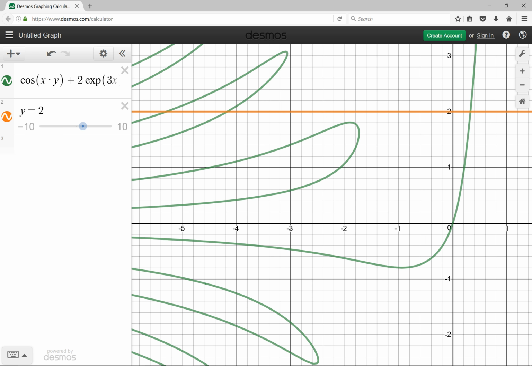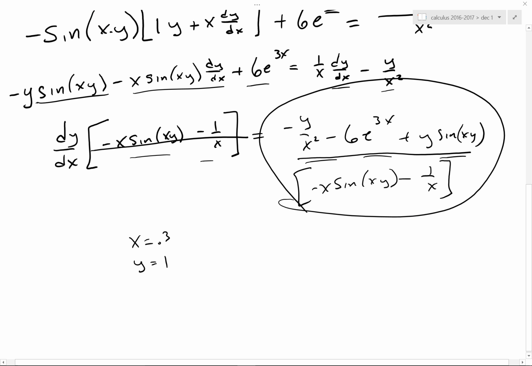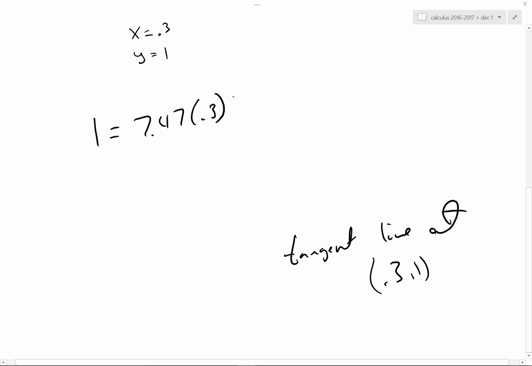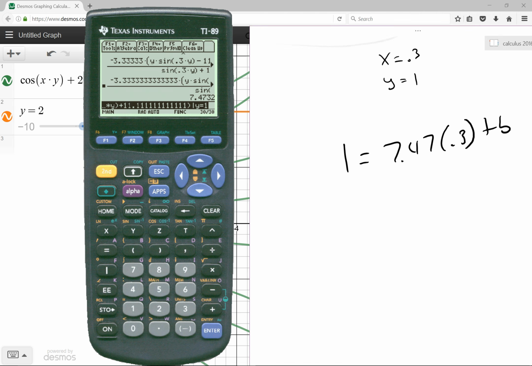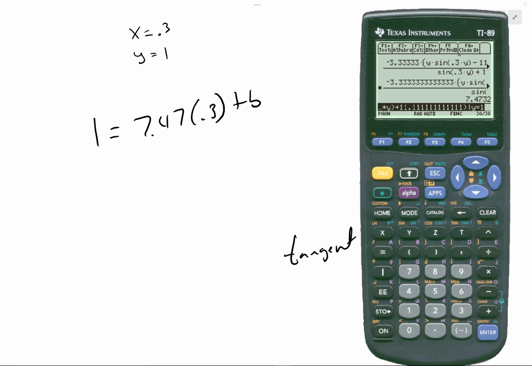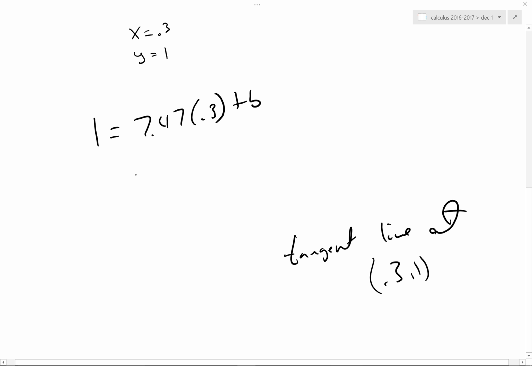Now Connor says, Mr. Groom, I feel like we could make a tangent line at 0.31. I feel like we could. You're not wrong. So 1 would equal 7.47 times 0.3 plus b or some such, yes? So b is negative 1.24.